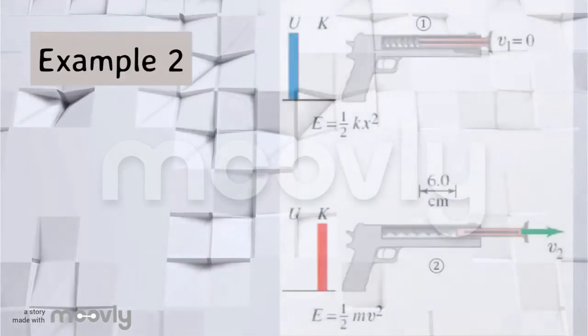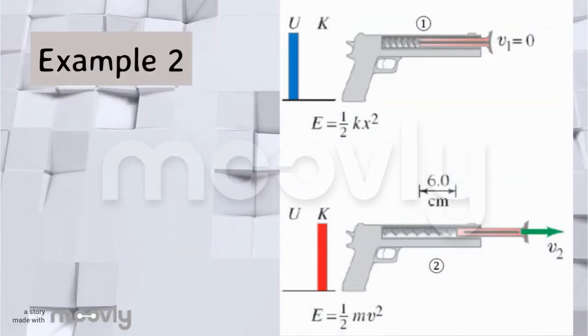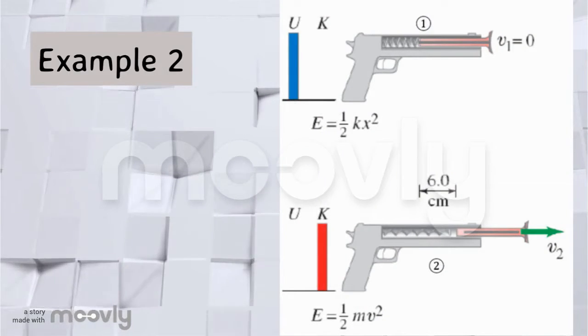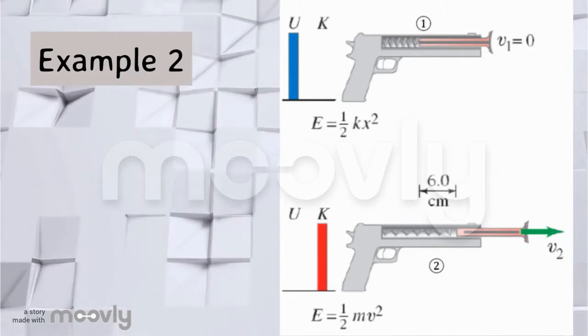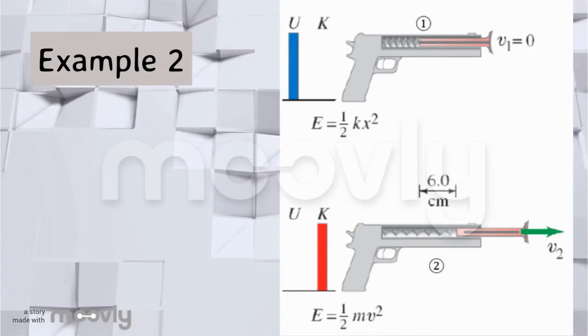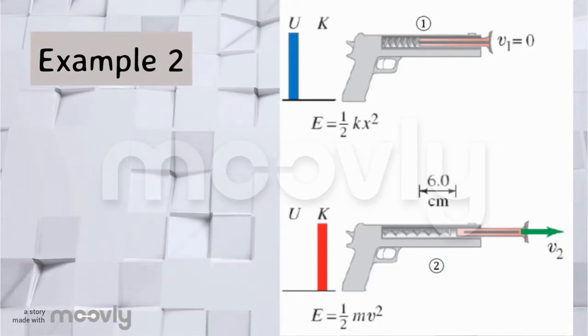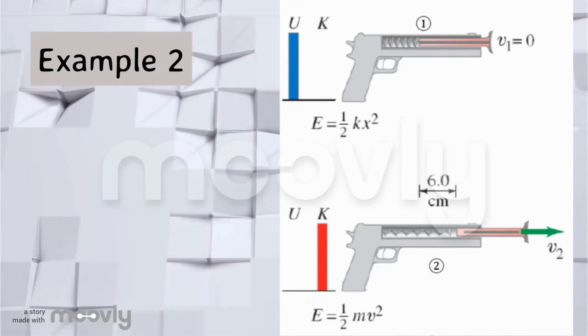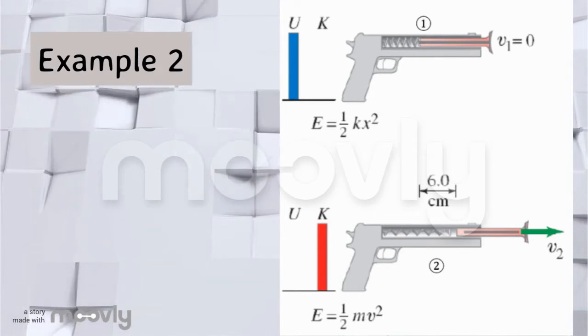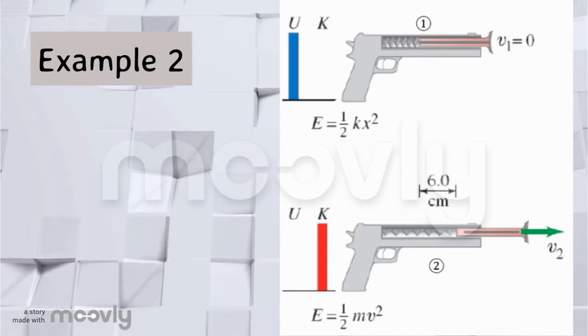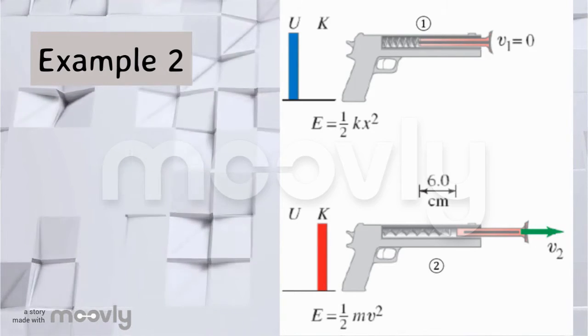Example number 2, when you load a bullet inside a gun and the spring is compressed, there is elastic potential energy. And after that, when the bullet is fired off the gun, elastic potential energy is converted to kinetic energy. So in this situation, energy is conserved.